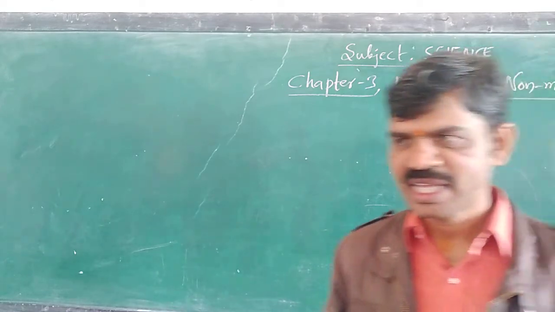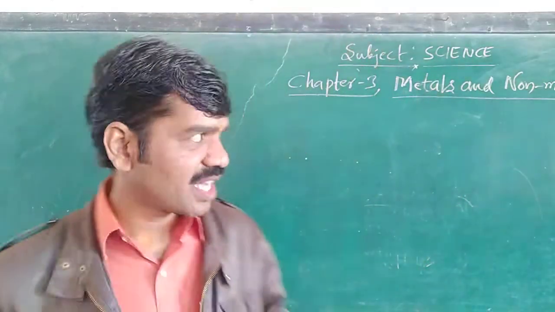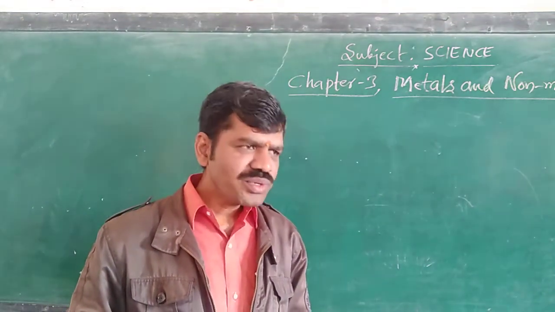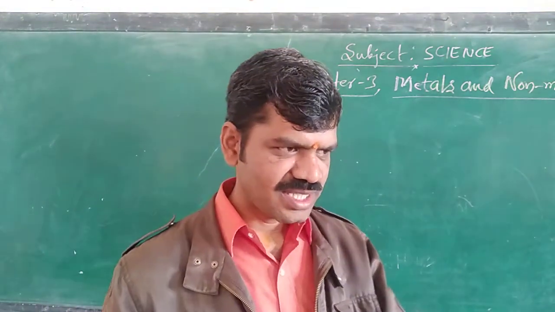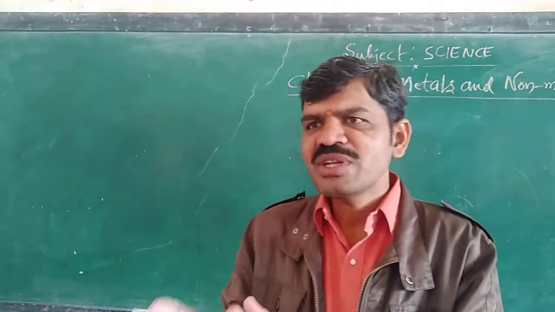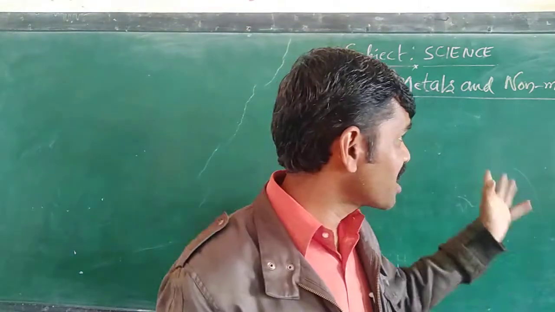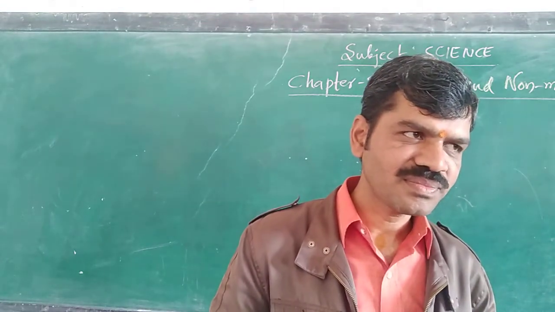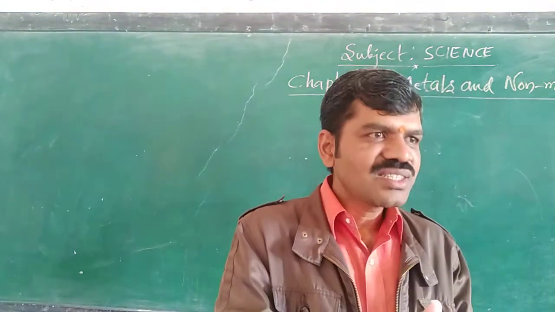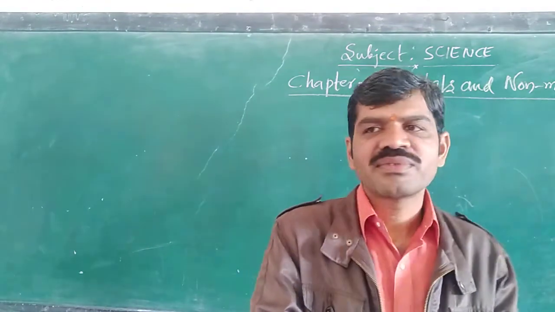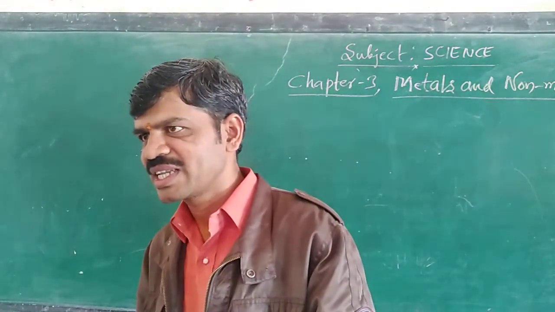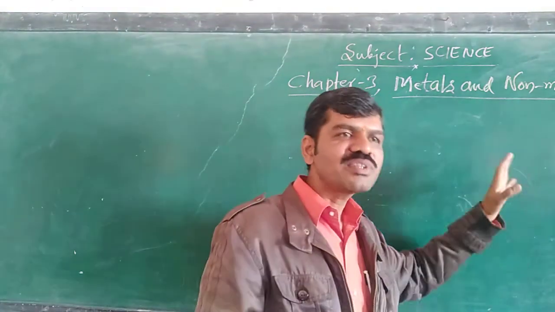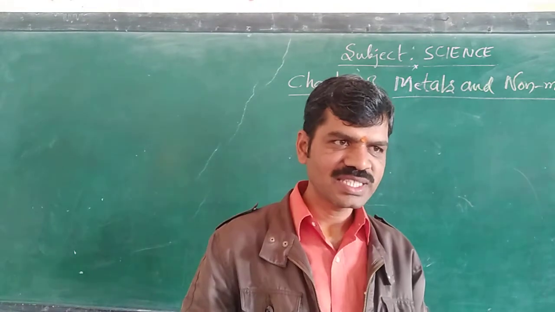It's okay. Come on, we are going to discuss this chapter, metals and non-metals. You know some of the examples of metals, and somebody knows some of the examples of non-metals. What exactly are called metals? Metals are a group of elements which occupy some properties, isn't it?